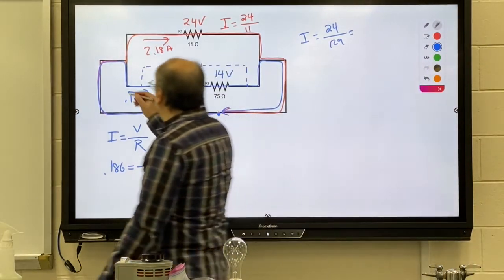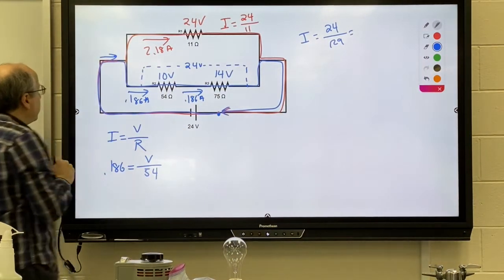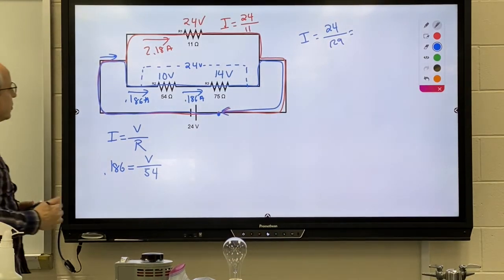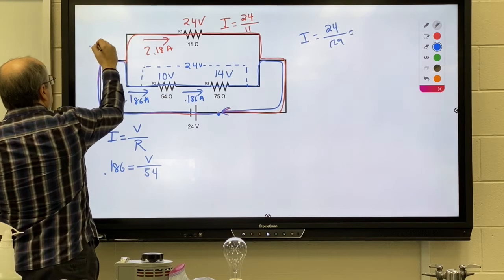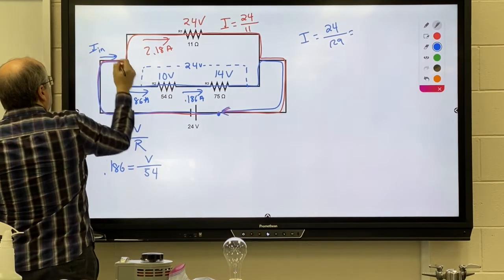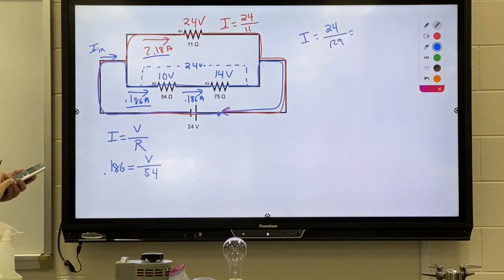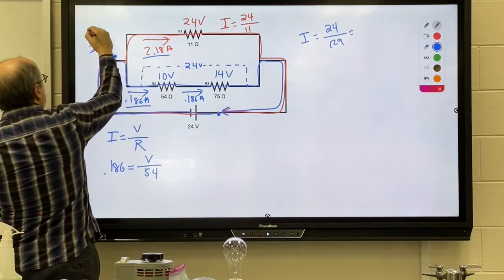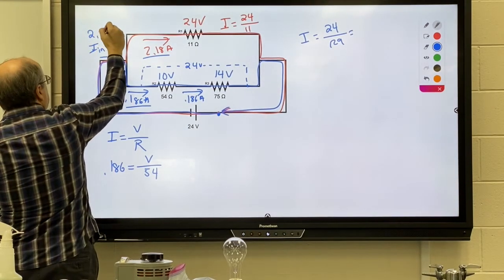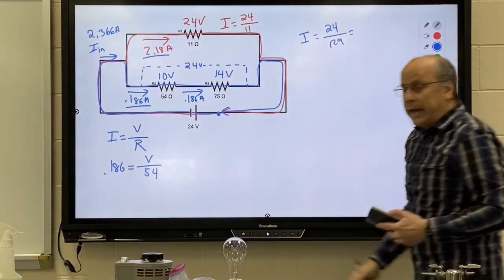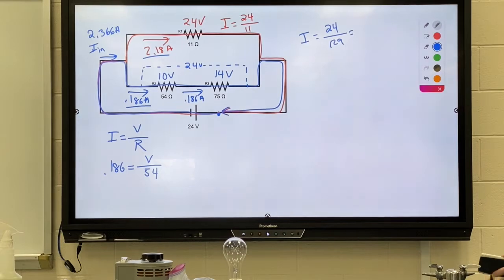Finally, if we wanted to find out how much current was entering into this parallel part of our circuit, we look at the current going in and set it equal to the current coming out, which is these two. We would add them together, and we would get a total of about 2.366 amps. That is the current that came out of the battery.